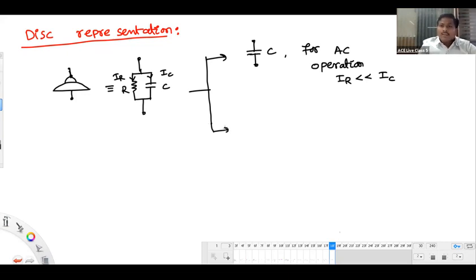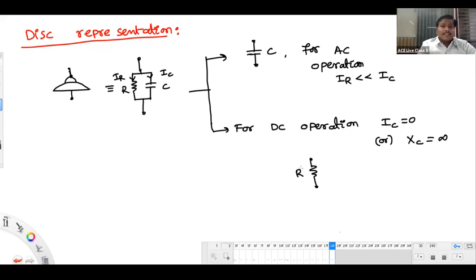Next, if you think about DC operation, what about the capacitor reactance? It will be infinite, Xc equal to infinity, so it acts as an open circuit. For DC operation, current IC equal to 0, or you can write capacitive reactance is equal to infinity. In that case, it will be represented simply as a resistor.